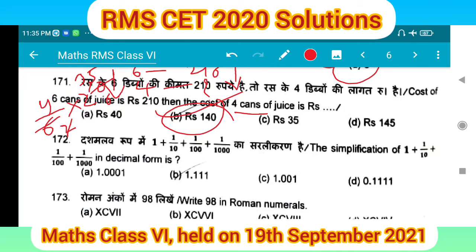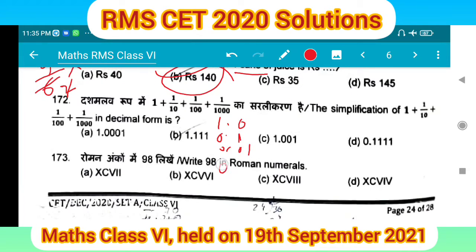See, it is 1 plus 1 by 10, which means 0.1. This is 1, and 1 by 10 means 0.1. Okay, 1 by 100 means 0.01. Next, 1 by 1000 means 0.001. So now add: 1, then 1, 1, so 1.1, 1.11, 1.111. 1.111 is the answer.